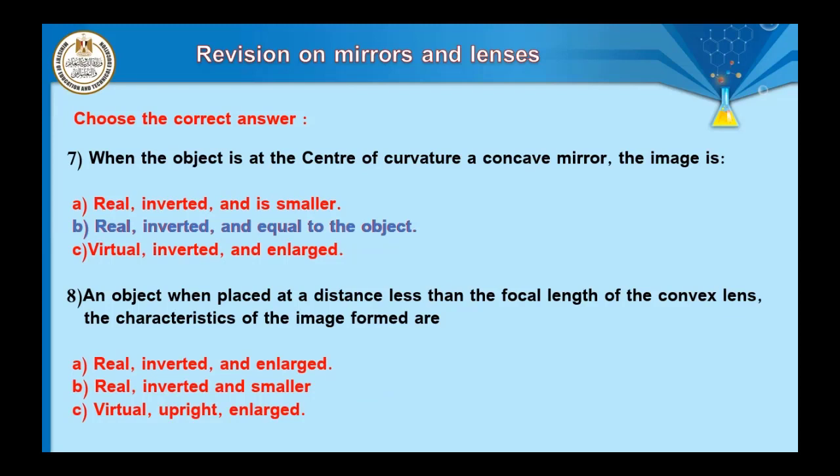Number eight. An object placed at a distance less than the focal length of a convex lens. Properties of the image that will be formed? Yes, we know that when the object is at a distance less than the focal length, the image formed has many properties. Number one, virtual. Number two, upright. Number three, enlarged. Virtual, upright, enlarged.